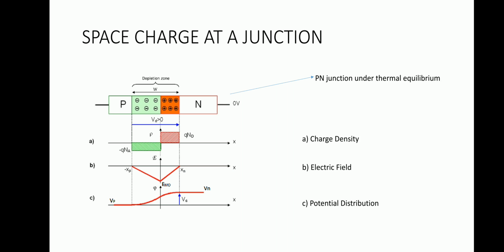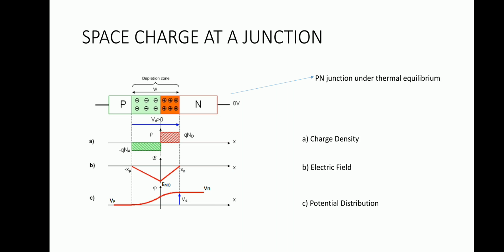We are considering that the transition region has immobile charge carriers only. Due to these uncompensated donor and acceptor ions, there is a positive charge on the n side near the junction, and on the p side near the junction we have a negative charge. This potential difference is called the contact potential, and that is the built-in potential.